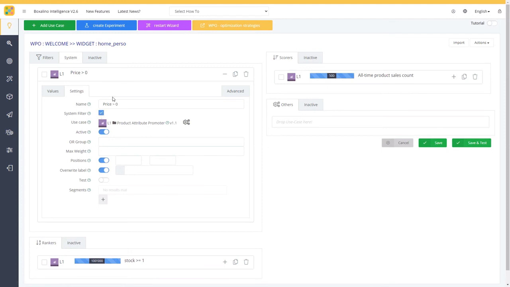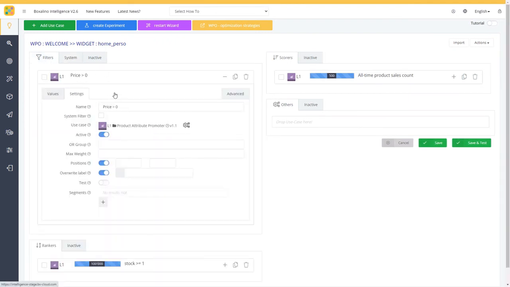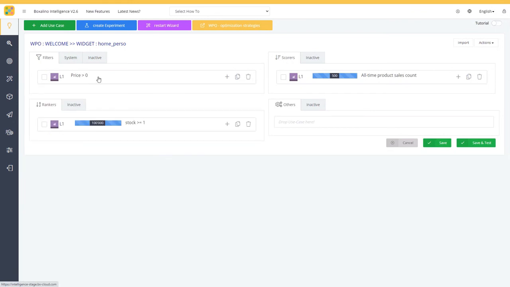But there is another reason for that, and that brings us to another subtlety of the widgets. So for most widgets, the filters can be relaxed. For the search and navigation widgets, that's not the case. So let's discuss that point slightly. If I am setting this not as a system filter, and I have this price here defined, that means that as I am in the home personalization, so I'm not in a search WPO, I'm in the welcome WPO, there the filters actually can be relaxed.